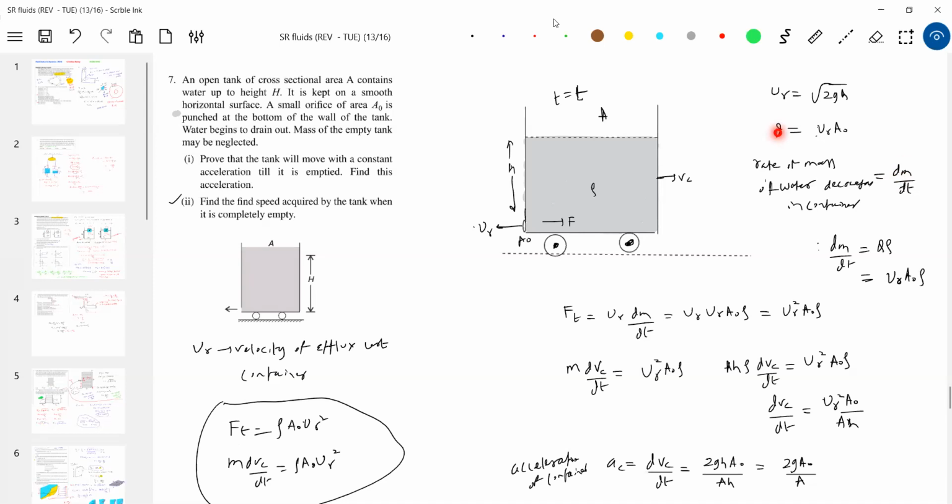So this is a flow rate. If you multiply with the density, what you get? The amount of water that is decreasing in the container. So therefore, now I'll relate here. dm by dt is equal to Q into rho. So what is dm by dt? You are A0 rho. This is very important. Please do focus on this one.